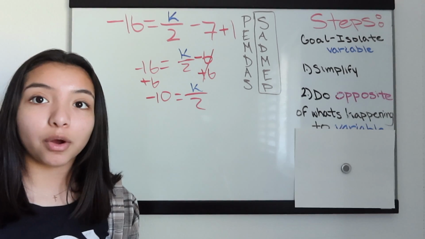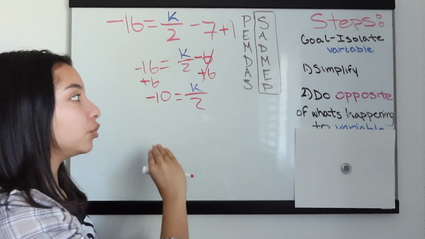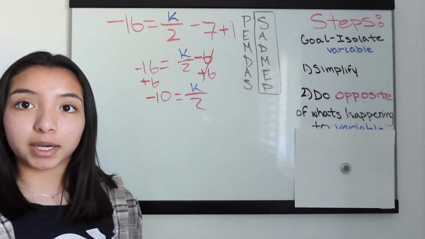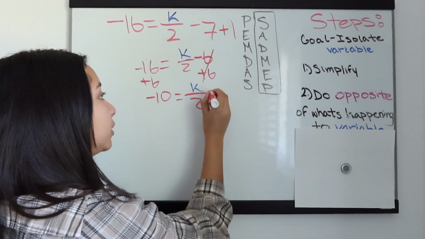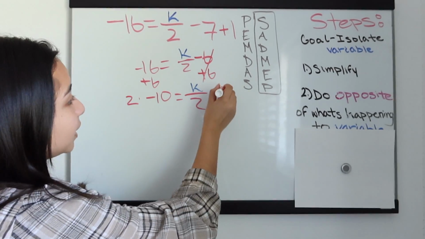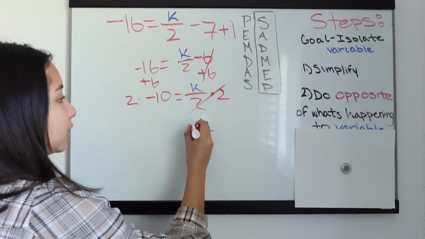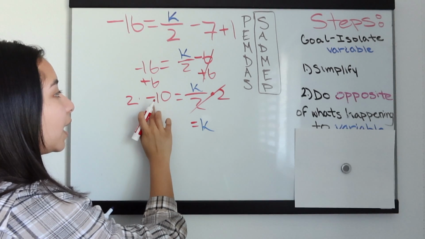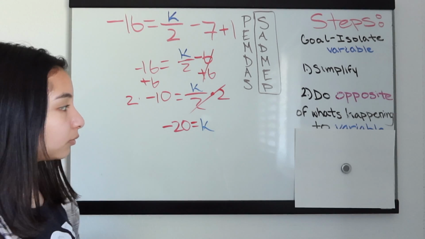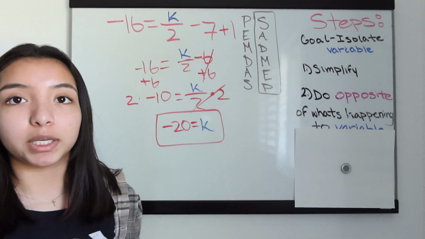Alright, so now to isolate k, we have to do the opposite of what's happening to k. It's being divided by 2. The opposite of dividing by 2 is multiplying by 2. So we will multiply 2 on both sides of the equation. This 2 cancels out. We're left with k is equal to 2 times negative 10, which is negative 20. And this is our answer. K is equal to negative 20.